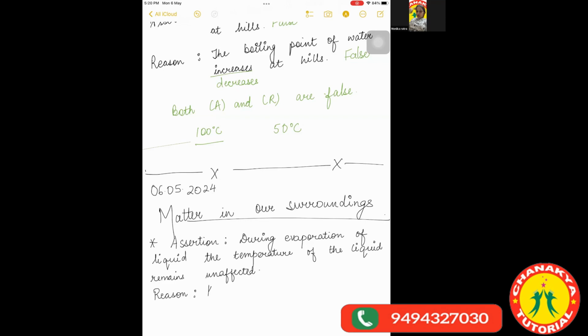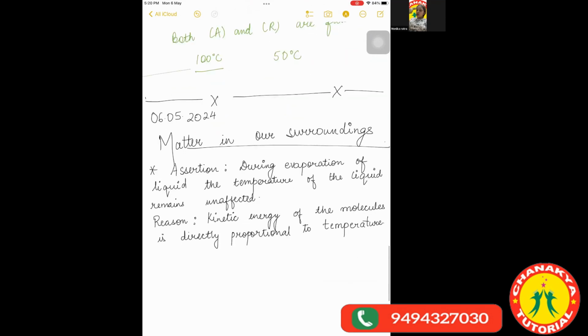Reason: kinetic energy of the molecules is directly proportional to temperature. So let us discuss about the assertion. Harshit, can you tell me, will the assertion be true or false?